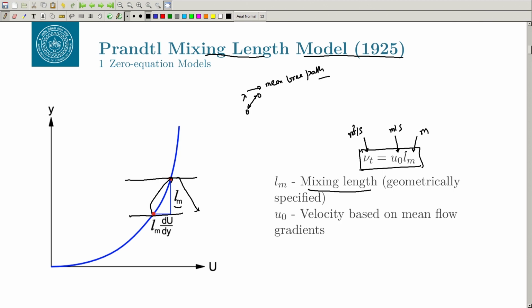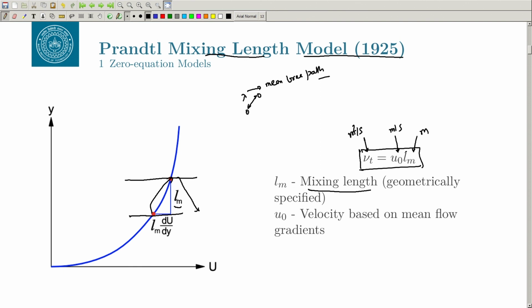That means that L_M is the length at which one molecule from one layer jumps to another layer separated by distance L_M, such that it does not lose its momentum. That means the eddy basically does not get mixed everywhere. So, that length is broadly called the mixing length. As you can see, that is the definition of the mixing length, and we will see how we apply it for different kinds of flows.